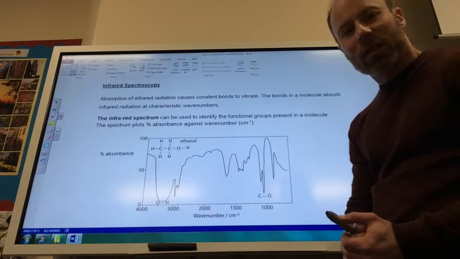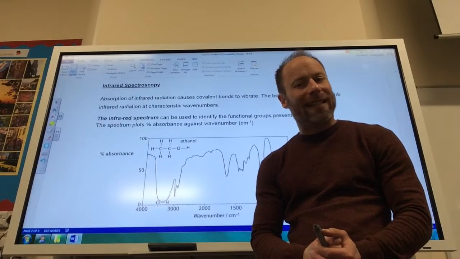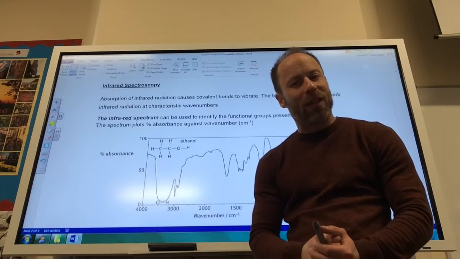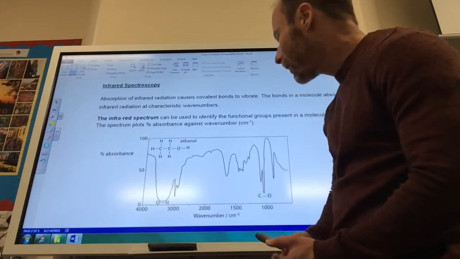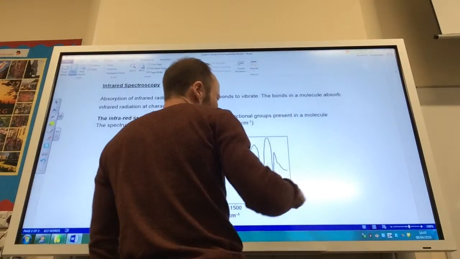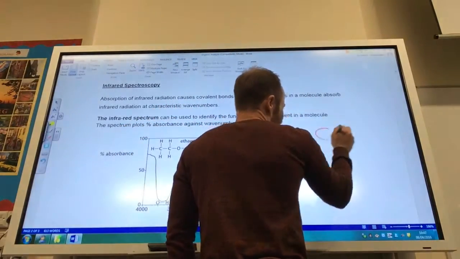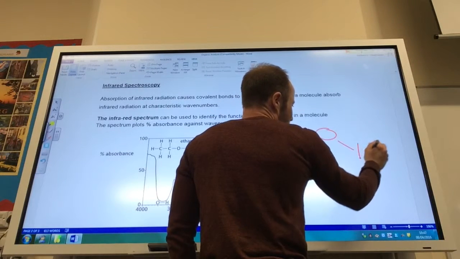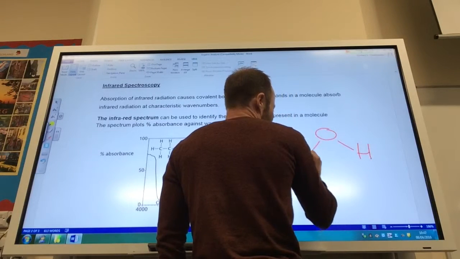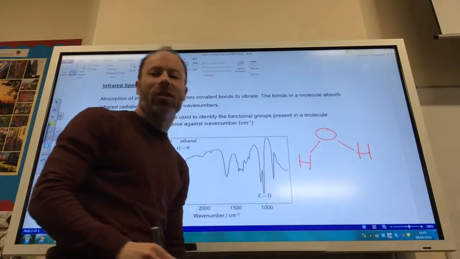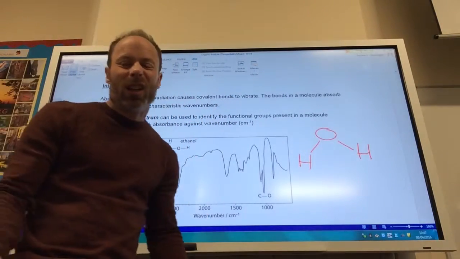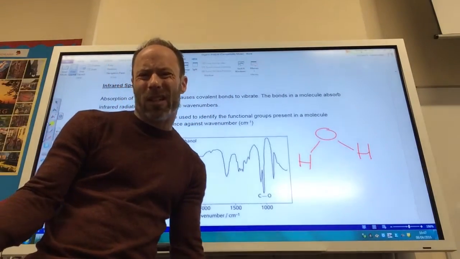The first one we're going to look at is infrared spectroscopy. So how does this work? Well, we draw molecules. So let's say we're going to draw water, and we draw it like that. Is that a good representation of water? Well, there are many reasons why it's not.